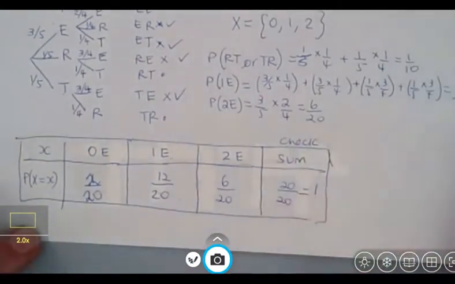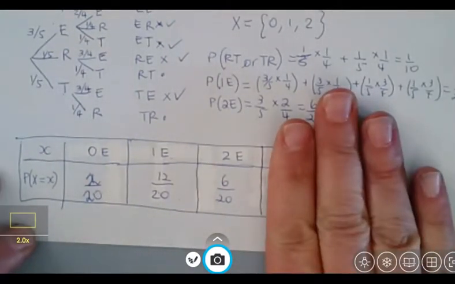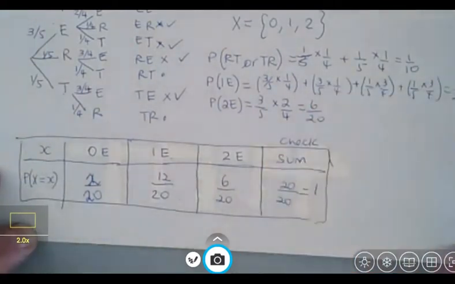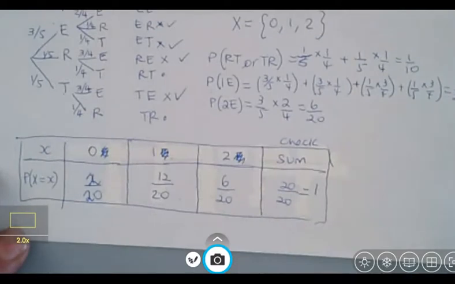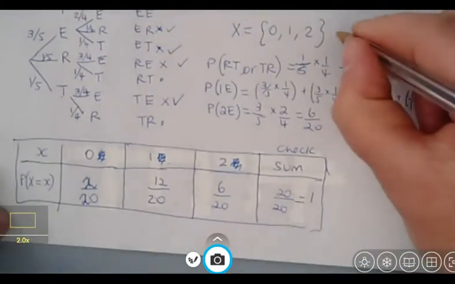Okay, so that's our probability distribution table. You don't really need this last row. And here you would just write really 0, 1, or 2, because that is the number of E's.